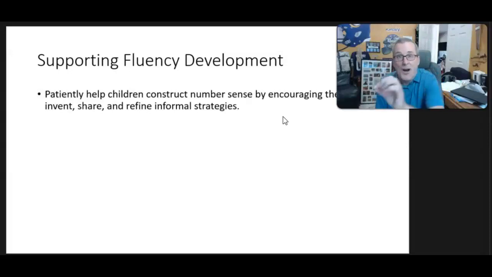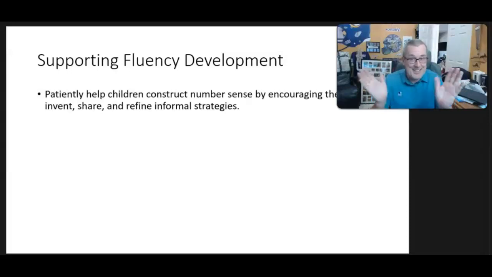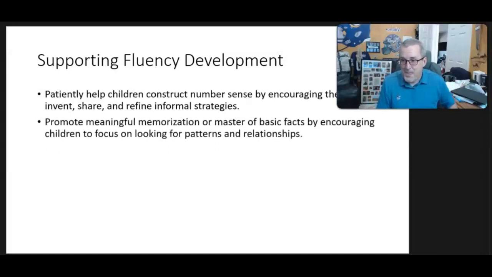I encourage you, watch that video of Adonis adding those 3-digit numbers. He has invented his own strategy. When you watch the video, you'll see he doesn't do it in the standard way, but for a first grader at his development level, it was a beautiful thing. Promote meaningful memorization or mastery of basic facts.